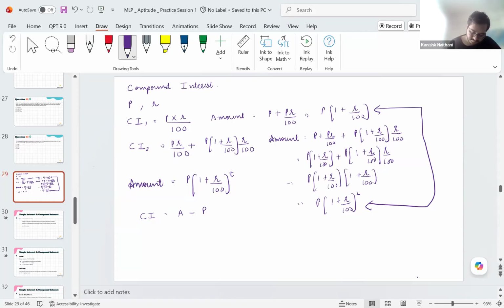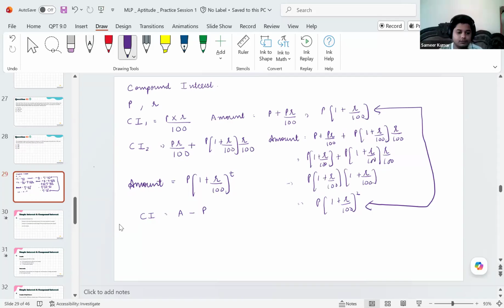So far, what have we studied? We studied two different formulas. One is simple interest. It is equal to P into R into T upon 100. Amount in this case will be principal plus simple interest. In compound interest, we calculate the amount first. That is P times 1 plus R upon 100 to the power of T. And then if you want to calculate compound interest, you'll subtract principal from this value. This is clear to everyone?